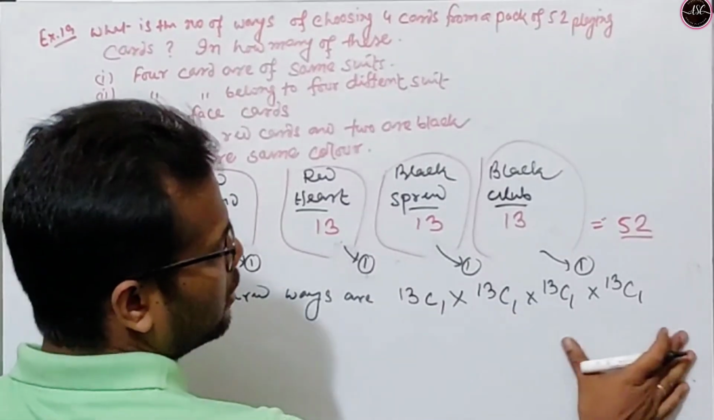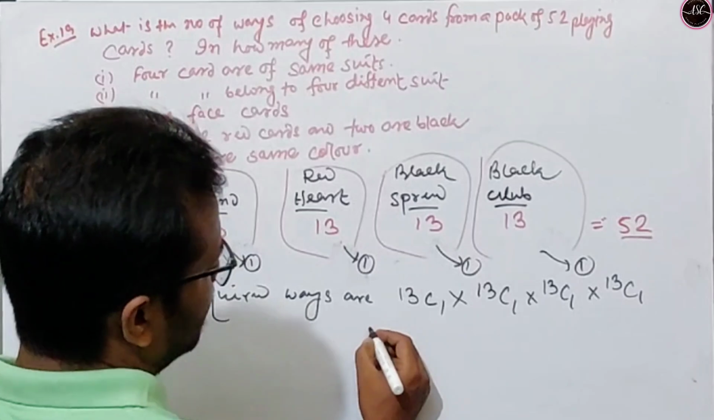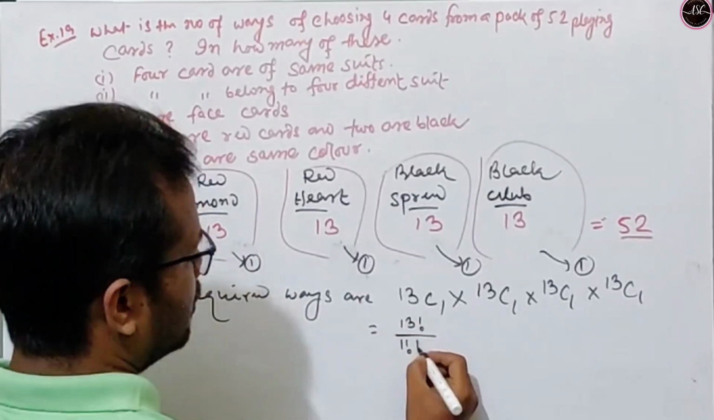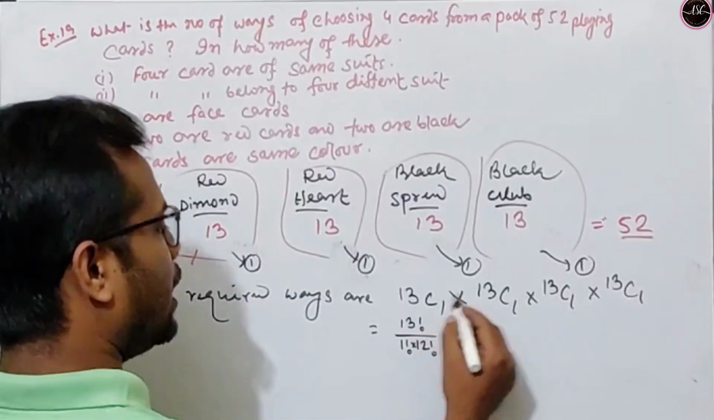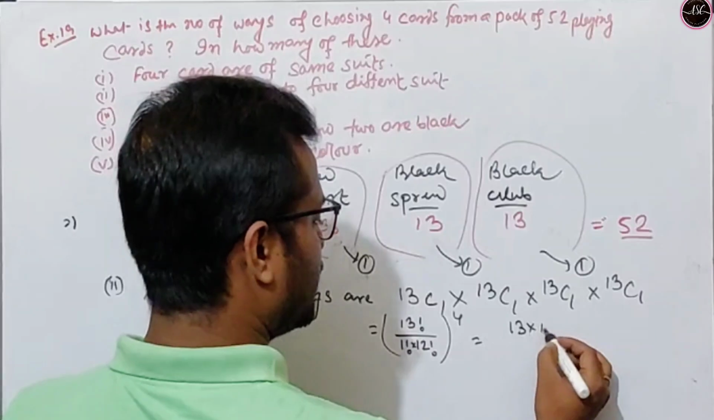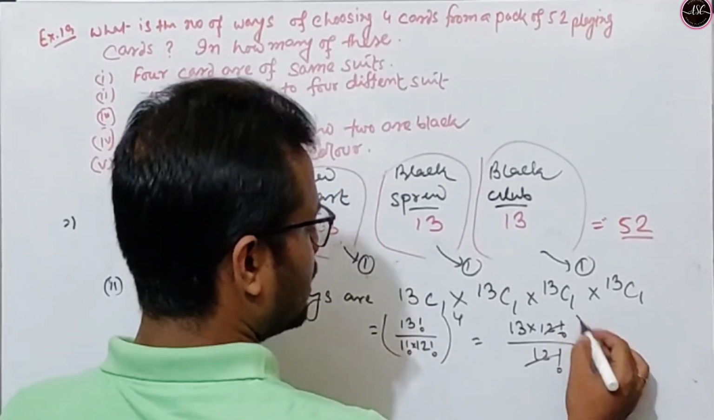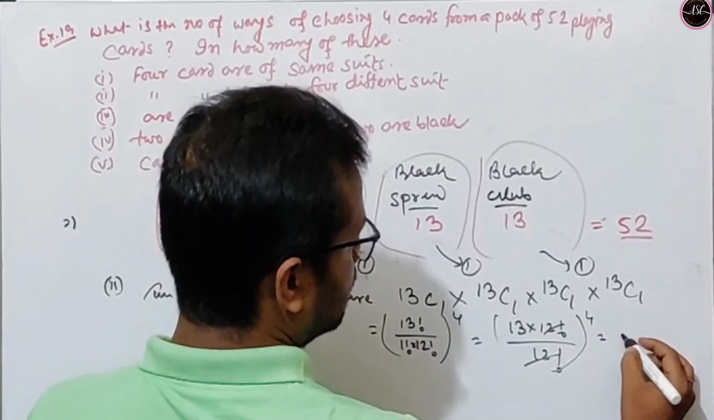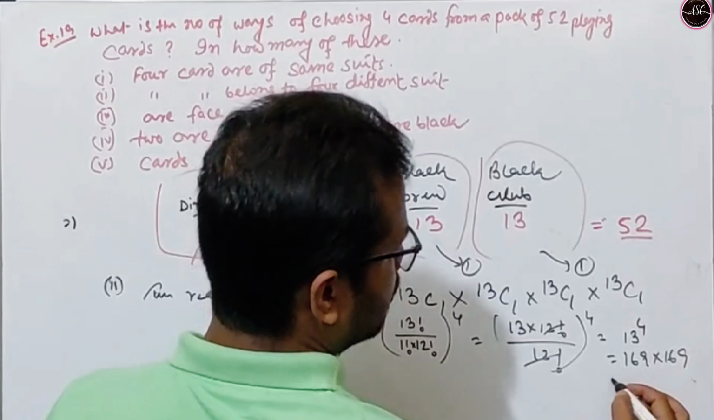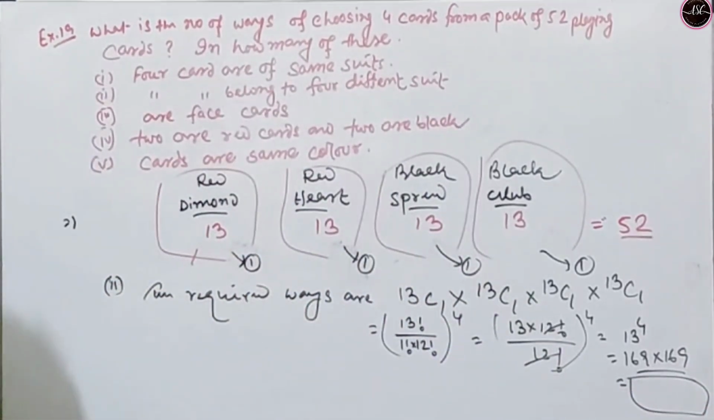So we use the fundamental principle of counting. Just apply this. We have 13 factorial divided by 1 factorial into 12 factorial, and this will be the same, so this to the power 4. Therefore 13 into 12 factorial divided by 1 factorial into 12 factorial, and this will be cancelled out, to the power 4. That means 13 to the power 4 equal to 169 into 169. Let's multiply this, and this is your homework. Just do it at home.